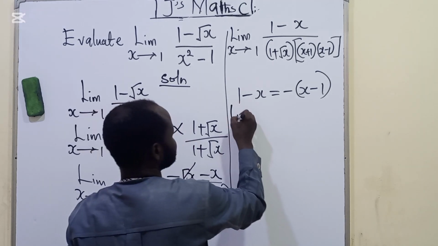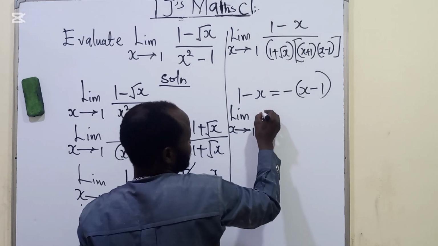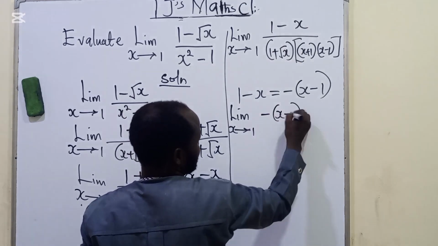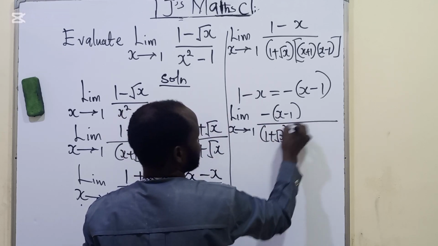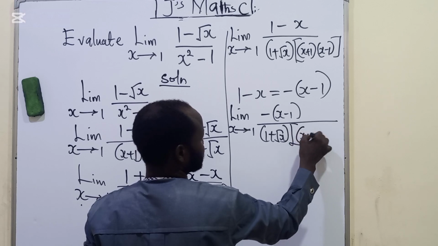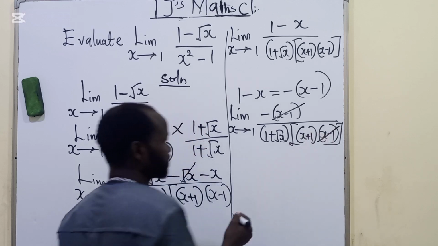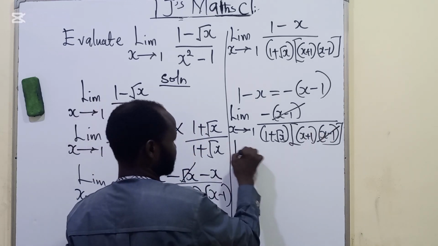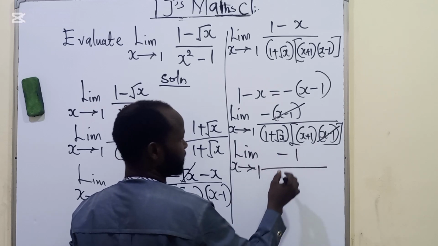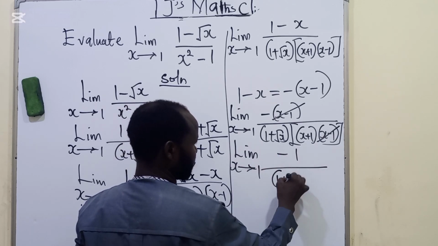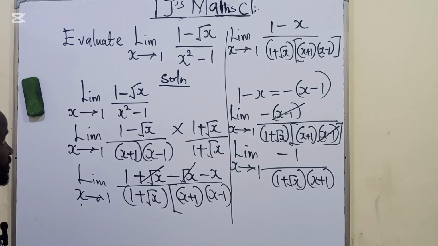So the limit now, as x tends to 1, in place of 1 minus x, we replace it with minus (x minus 1), divided by (1 plus root x)(x plus 1)(x minus 1). And we remove the common factor x minus 1. We are left with the limit as x approaches 1 of minus 1 divided by (1 plus root x) into (x plus 1). Can we take the limit now?